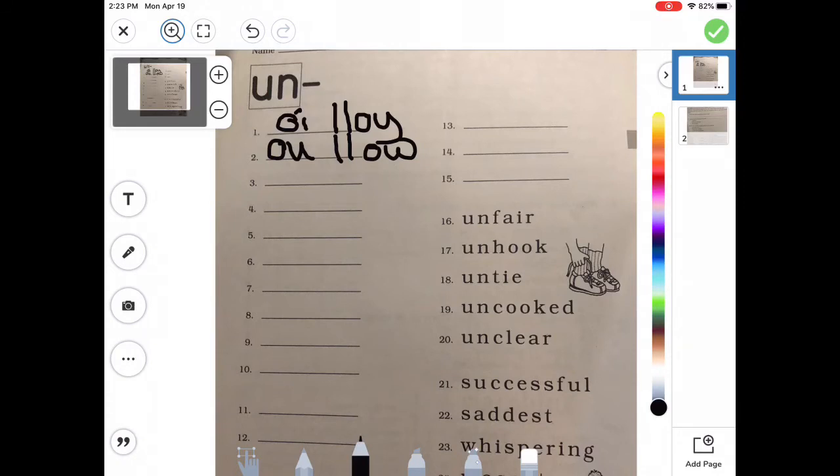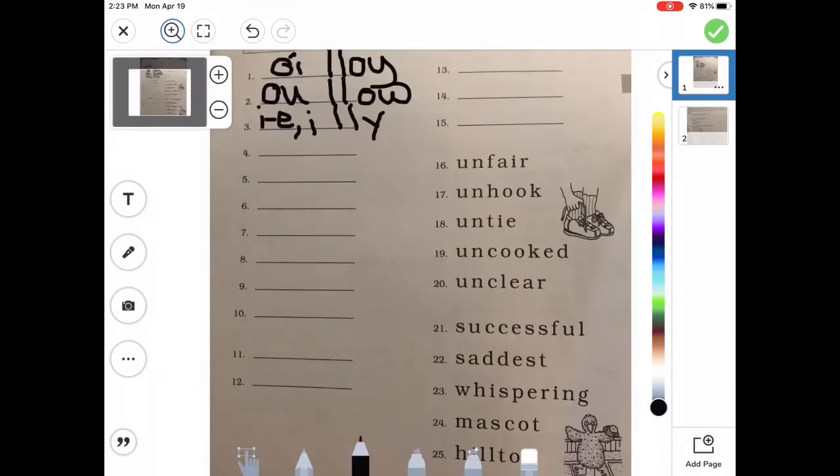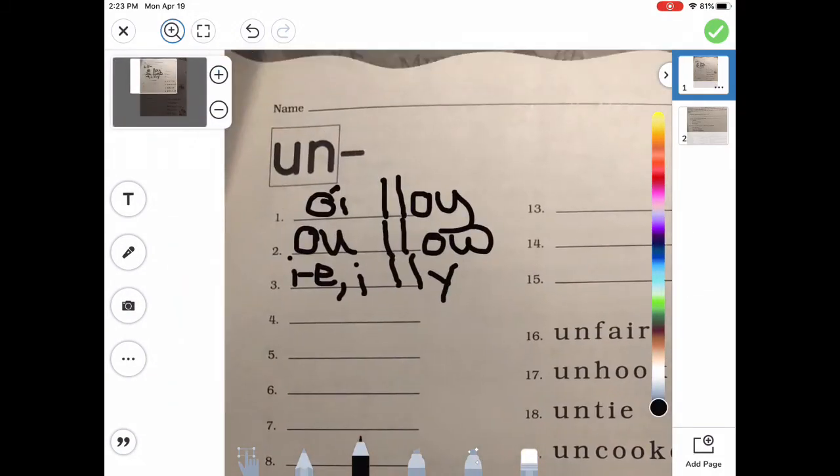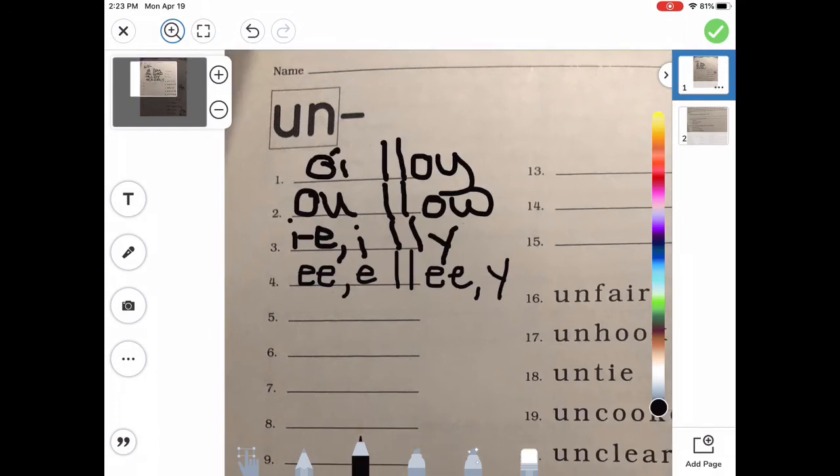All right, let's try another one. What about I, if I want to spell I? It could be I consonant E or I. How do I spell I at the end of a word, though? I usually use Y. That's right. All right, what if I want to spell the sound E? I could have E-E or E, and then at the end I can spell it with E-E or Y. Like when it says bunny or funny, that Y makes the E sound.